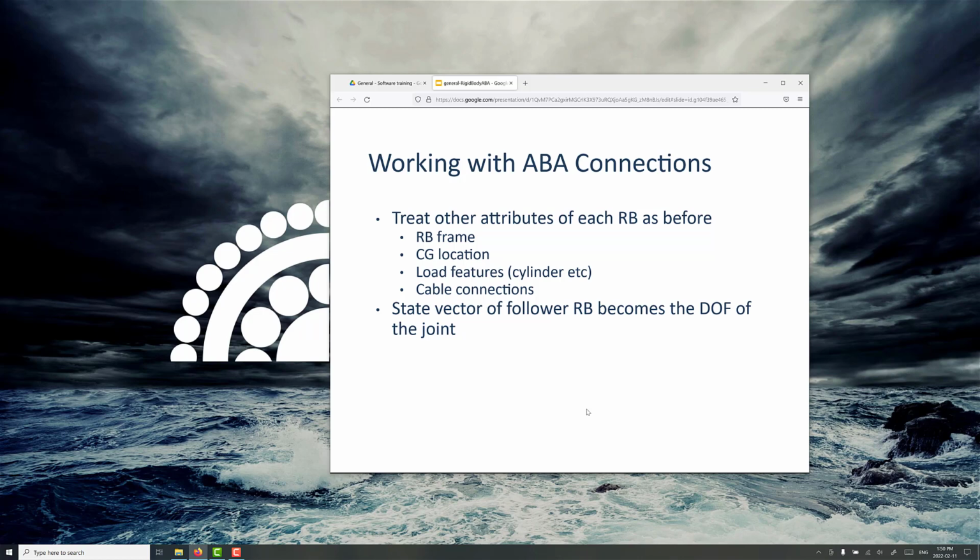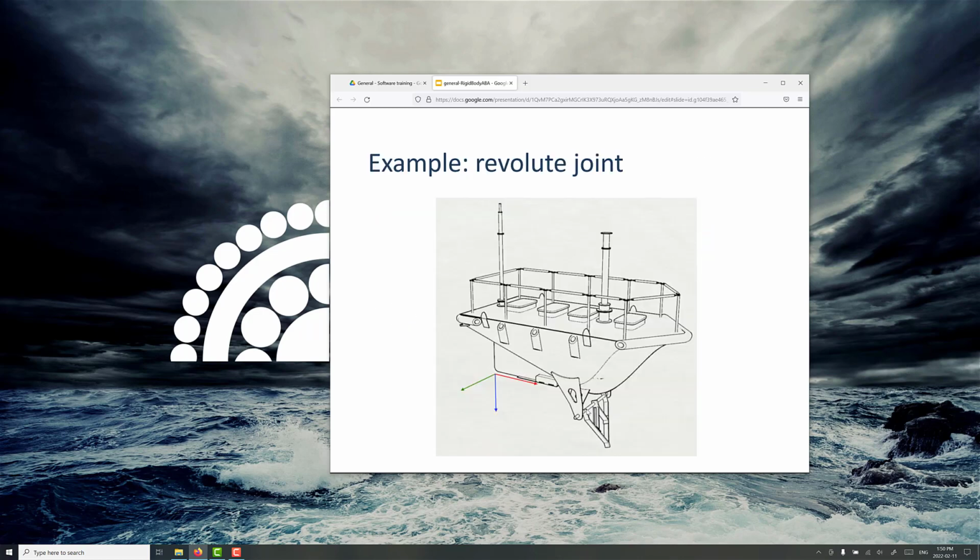One difference is that for the follower rigid body in the relationship, the state vector is then replaced with the degree of freedom of the joint. So in this example here, the Nomad hull is still 6 degrees of freedom. It's set up as the master between the connection relationship, and instead of having 6 degrees of freedom for the follower yoke structure, now there's only 1 degree of freedom, and that's the revolute joint angle around this. So position and velocity of that joint angle.